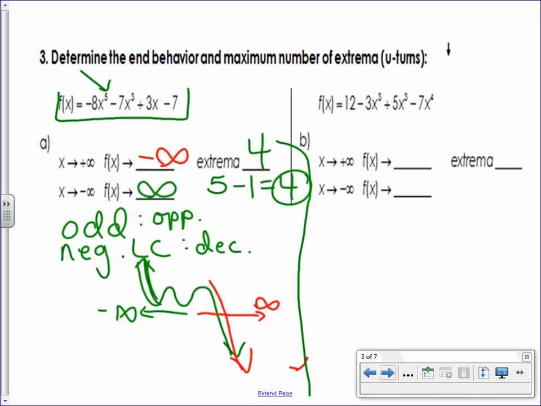I got 2x to the third, but I got me 1x to the 4. So there's my degree. And remember, for extrema, I say degree 4 minus 1. So it's going to be 3. Okay?